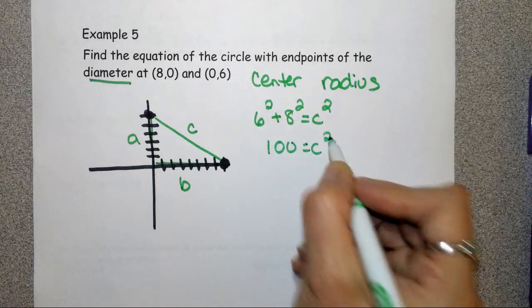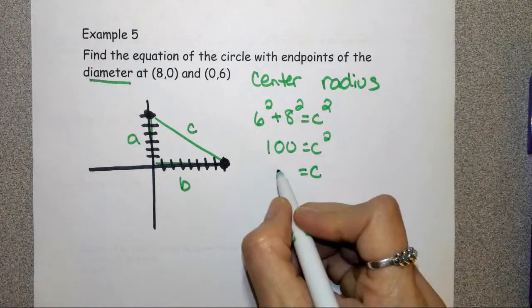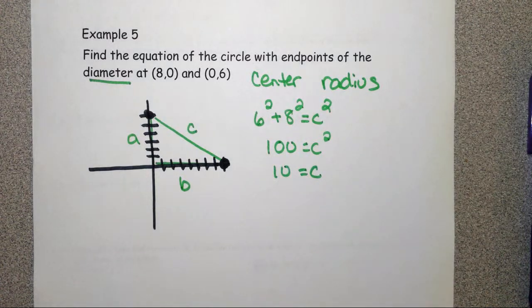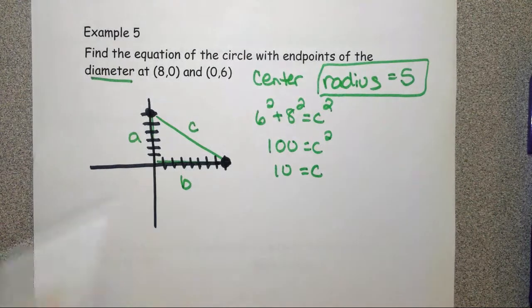100. So then what is, not 10, I'm sorry, yes 10. What is my diameter? 10. But what is my radius? 5. Thank you. I said no too quickly. So now I know the radius, but I still have to find the what? The center.